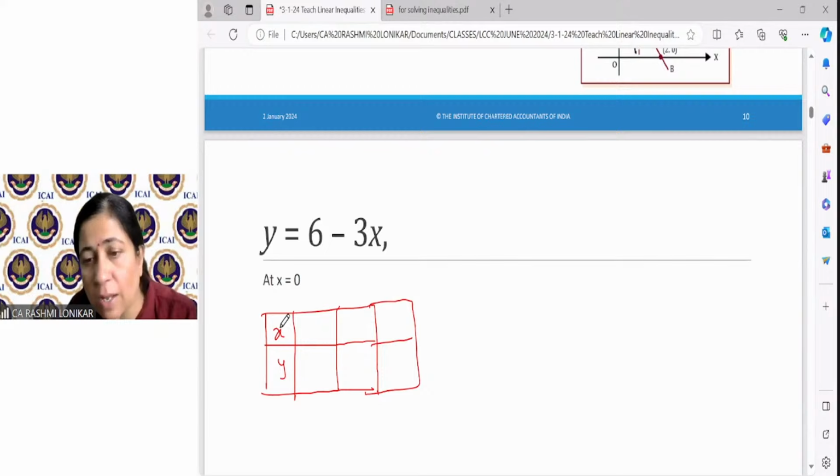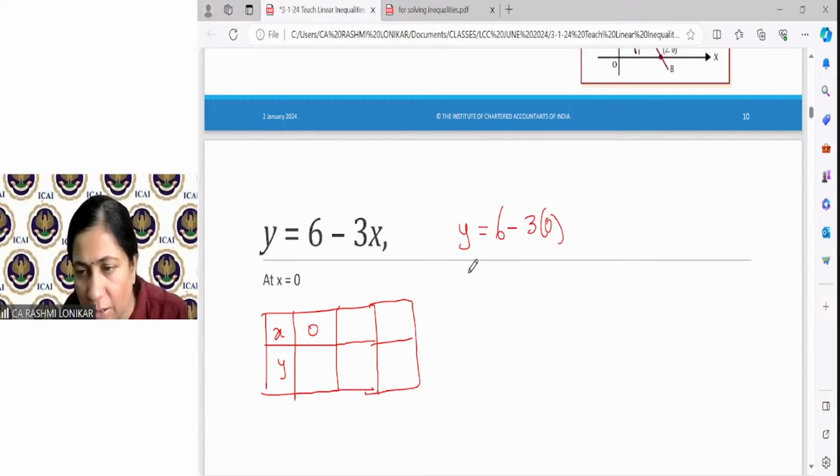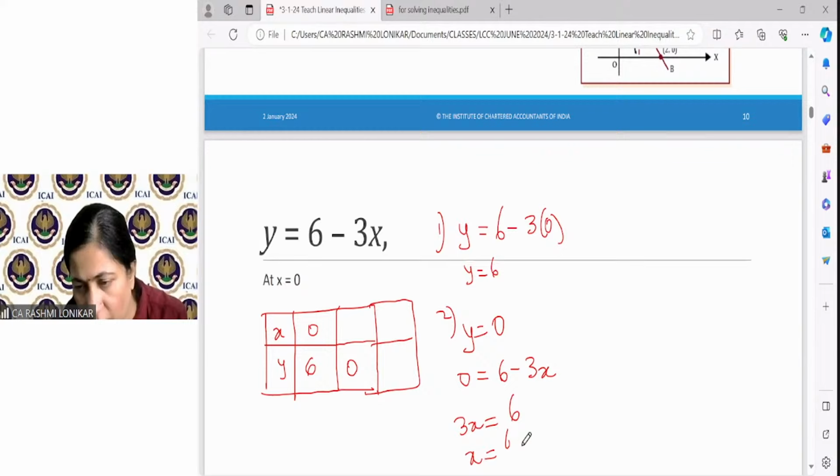Now, let me put x is equal to 0. So y is equal to 6 minus 3 into 0. 3 into 0 is 0, so y will be equal to 6. So when x is 0, y is equal to 6. Second, I'm going to put y is equal to 0. Then 0 is equal to 6 minus 3x. So 3x is equal to 6, or x is equal to 6 upon 3, which is equal to 2. So when y is 0, x is 2.